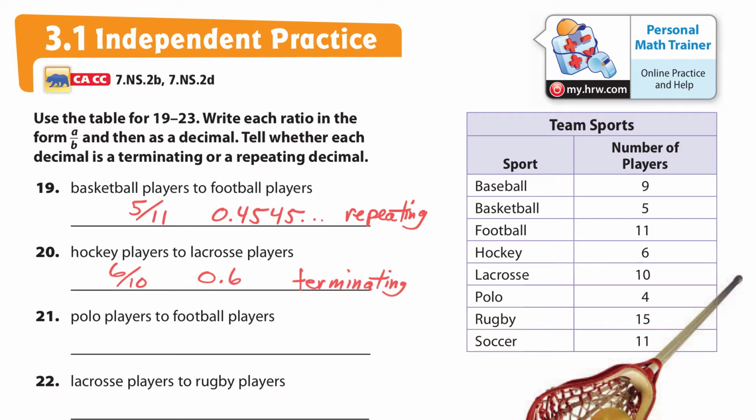Polo players to football players. Polo is 4 and football is 11. 4 over 11, like I said, that's usually repeating. So 0.3636. And you could put a bar over the 3 and the 6, as it's 363636. And that's repeating.